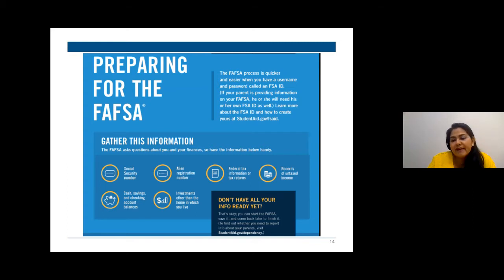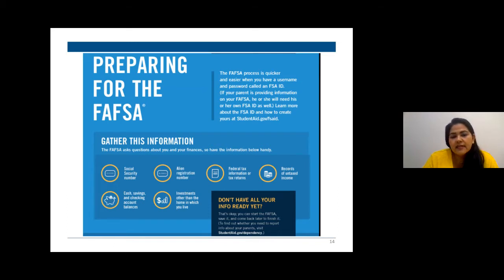You can begin the FAFSA process, as I mentioned, as early as today. And every college will have different priority deadlines by when they would recommend that you submit your FAFSA. So really, ideally, anytime between now and January, you would want to make sure that you begin the FAFSA process with your child and submit, meaning complete the actual FAFSA, in order to qualify for the most amount of money that each college will be able to give.